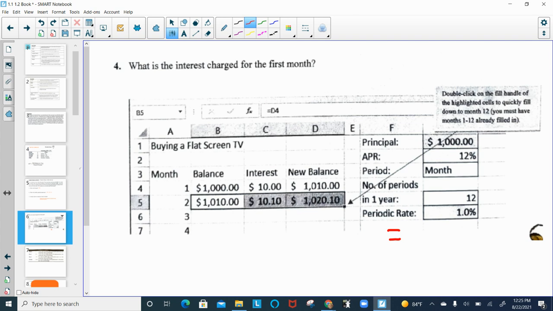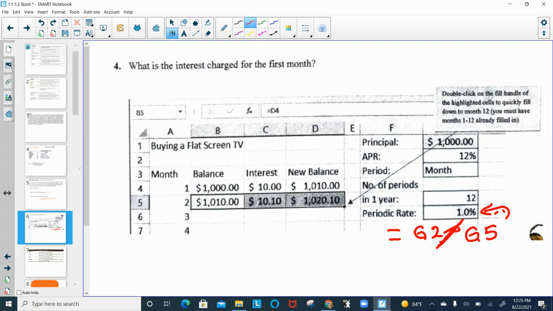So they could be writing G2 divided by G5, and that could be what's going into here. We're just not sure. But that's a good thing to know how to do when you're trying to find the periodic rate.